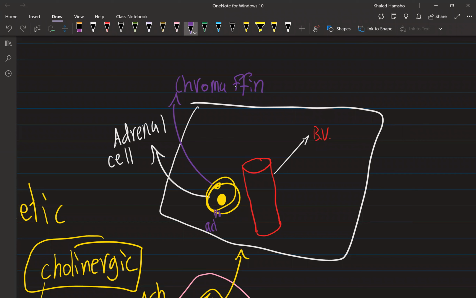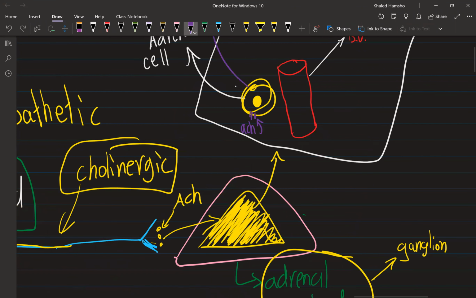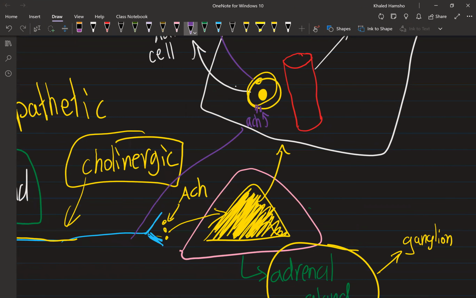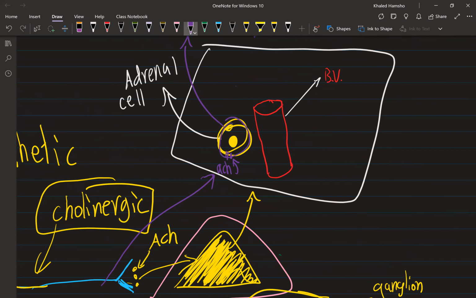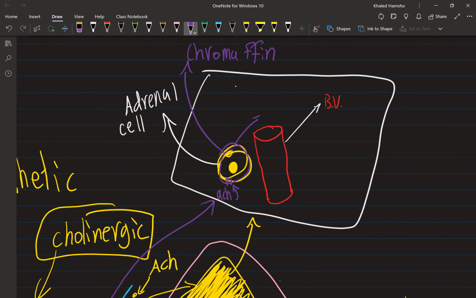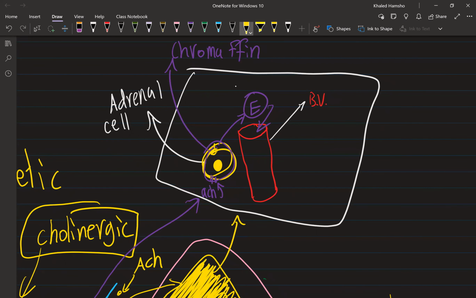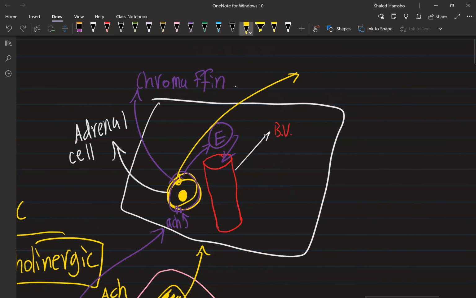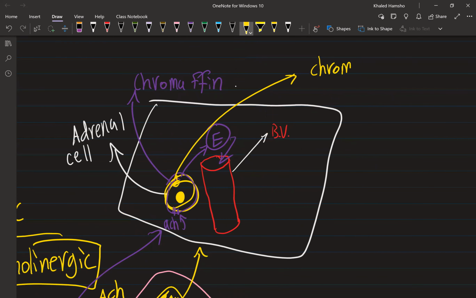This cell has receptors over here. Acetylcholine, which was released from the neuron over here, will come and bind onto it. So it came all the way from there and bound to this cell. Now what this cell does is it just releases epinephrine. That's it. It releases epinephrine into the bloodstream. It's almost the same, where this chromaffin cell is acting like an adrenergic neuron. Isn't that right?